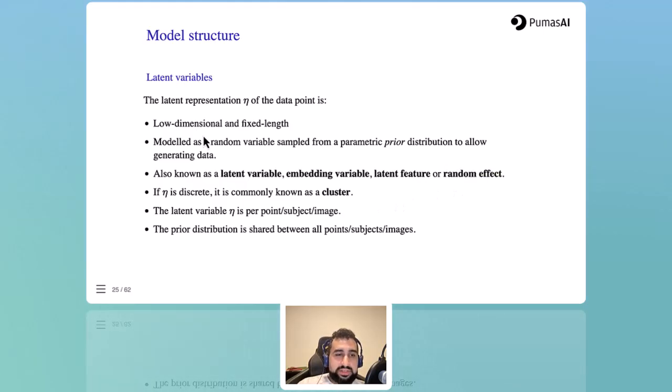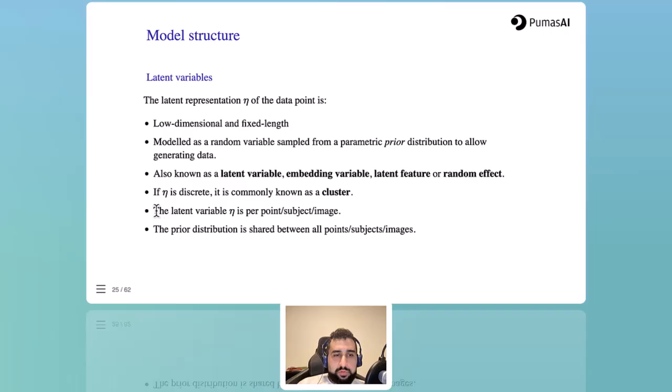Now, eta doesn't technically have to be continuous, it could be discrete. And if it is discrete, then we can refer to it as a cluster, as we've seen in the previous video, where you can define this latent variable as a discrete variable, and then you can actually solve the inverse problem and do clustering with that. So eta doesn't necessarily have to be continuous. It also doesn't just have to be discrete. It can be a mix of discrete and continuous random variables, essentially.